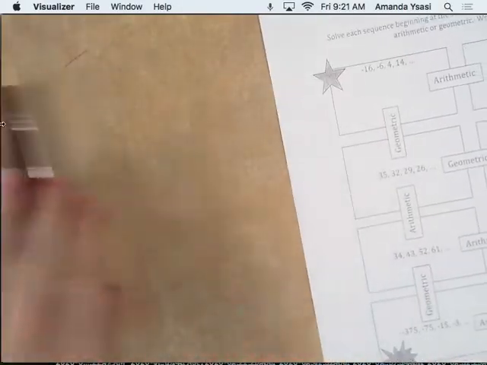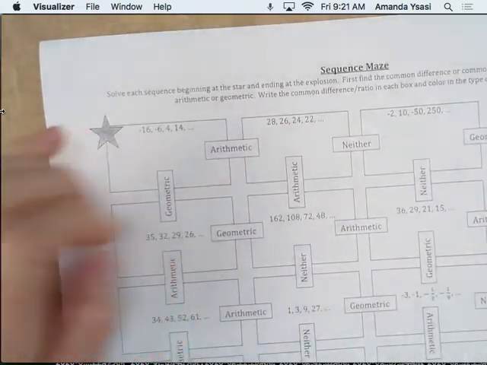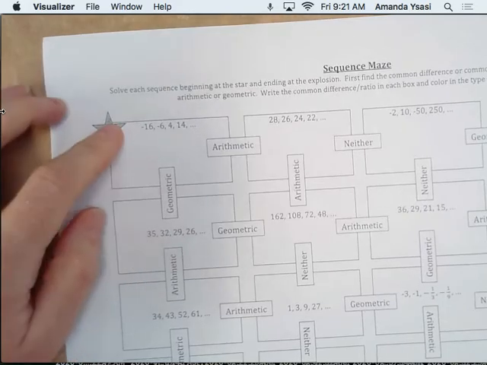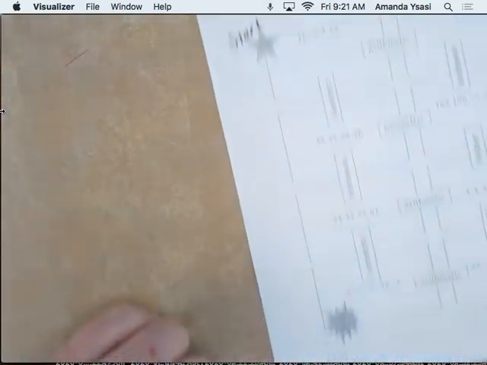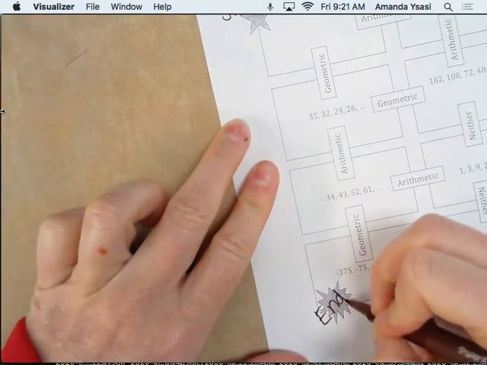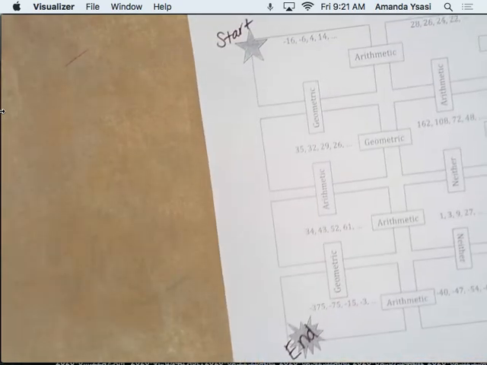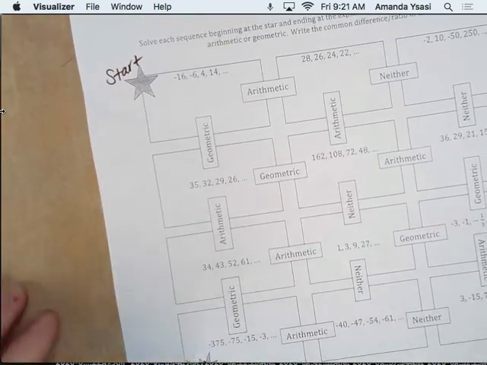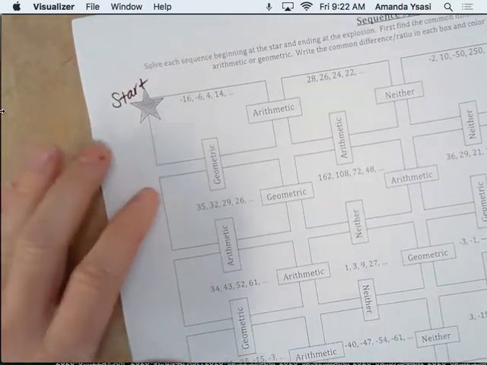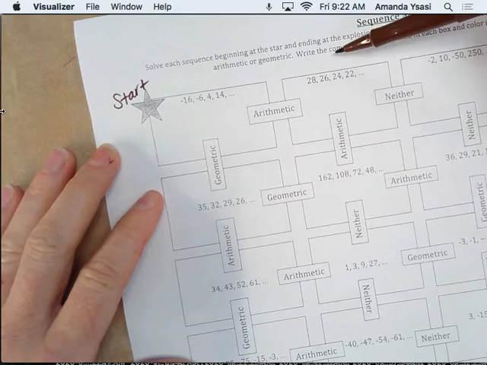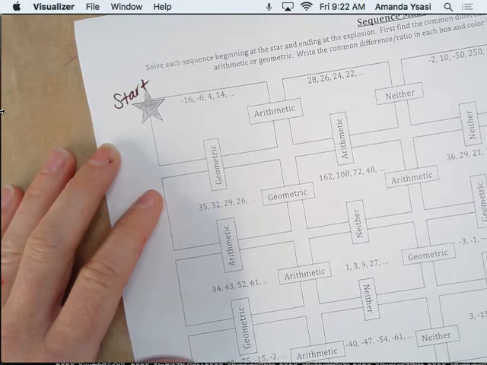So let's look at your assignment. We are only doing the sequence maze right now, and we'll do the other side later. It says solve each sequence beginning at the star and ending at the explosion. So put on here start and end. Find the common difference or common ratio and decide if the sequence is arithmetic or geometric. Write the common difference slash ratio in each box and color in the type of sequence it is.